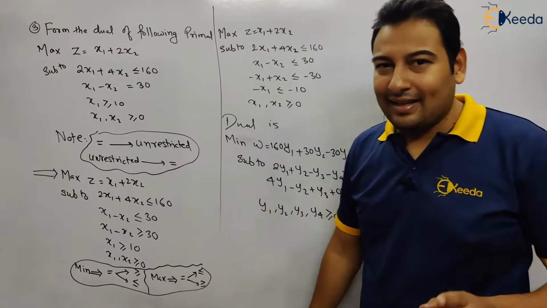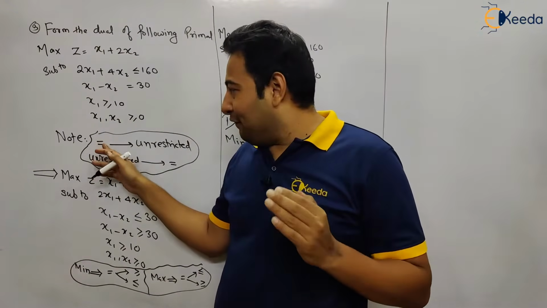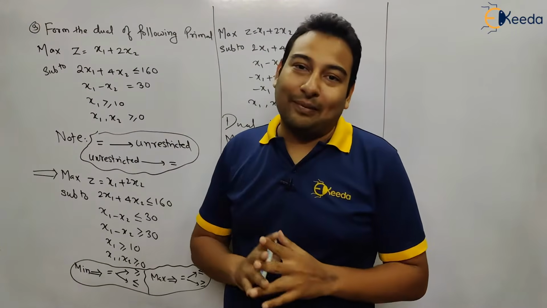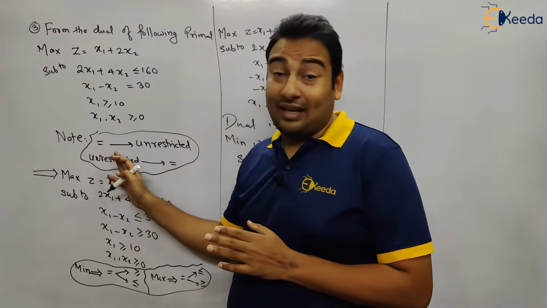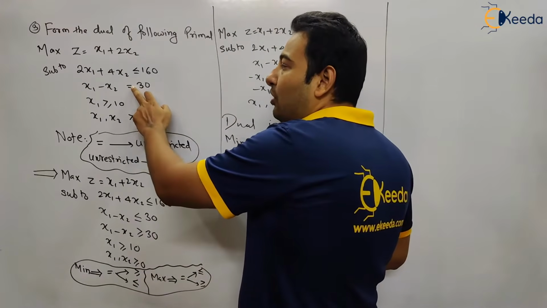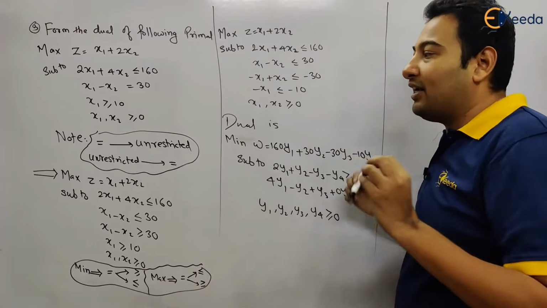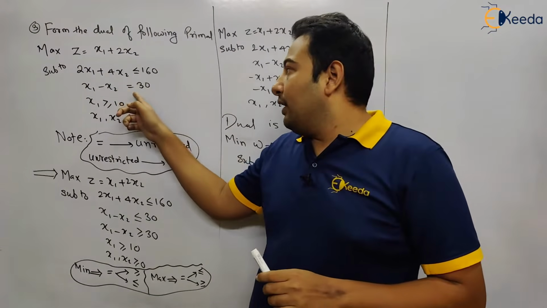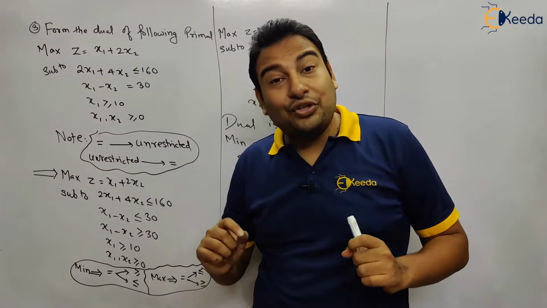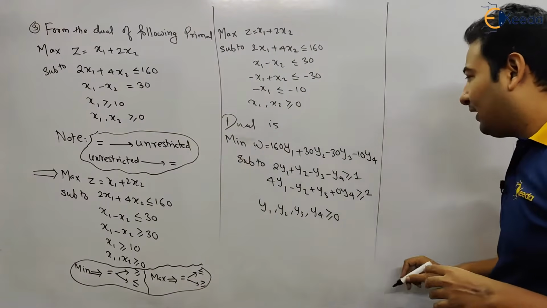Is it done? One more point. See this note. If there is equal to, unrestricted will come, and vice versa. If it is unrestricted, equal to will come. See here, in the problem we have equal to, so obviously in the solution there should be some unrestricted part that should come in the solution. So where exactly will unrestricted come?